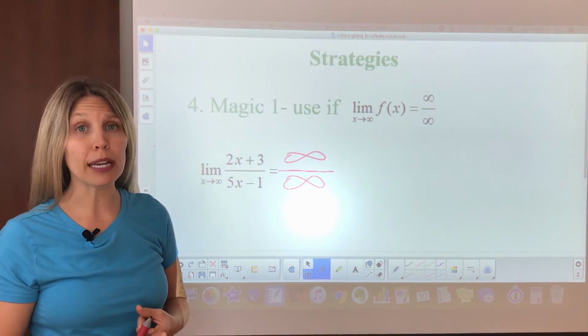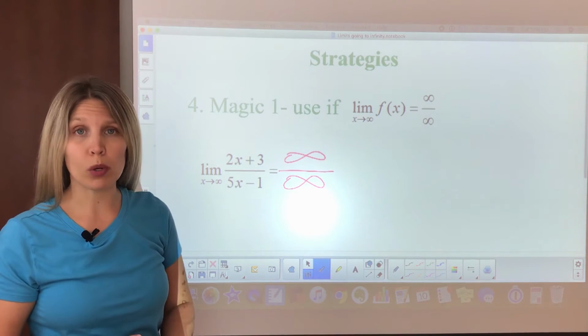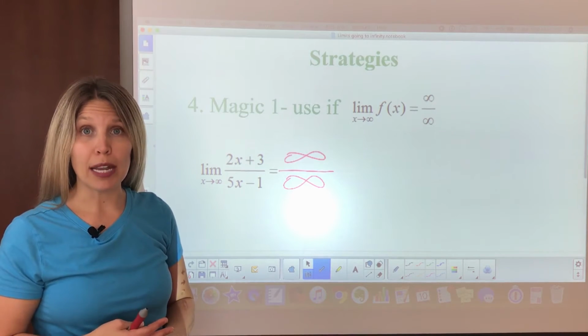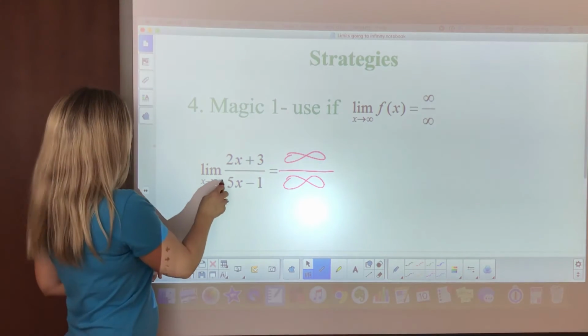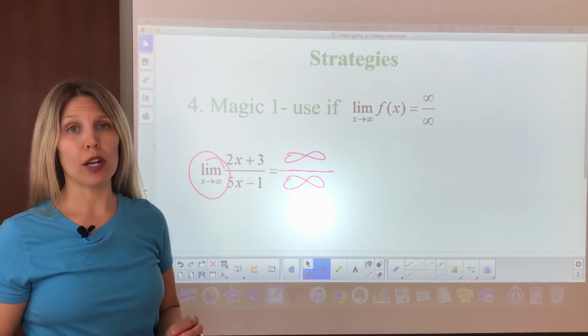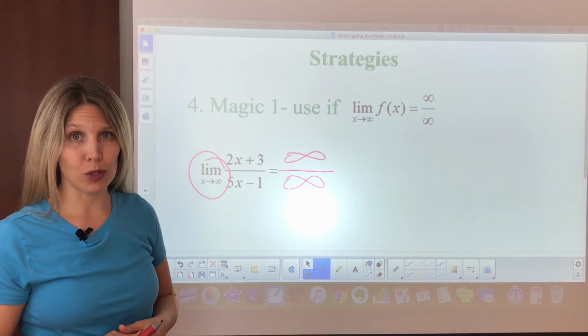You can no longer plug in. We can't factor this problem. There's no square root. We're not rationalizing. So we're going to use what I call a magic 1. And your biggest hint is because this limit is headed to infinity. You use the magic 1 when your limit is headed to infinity. So let me show you how we're going to do this problem.